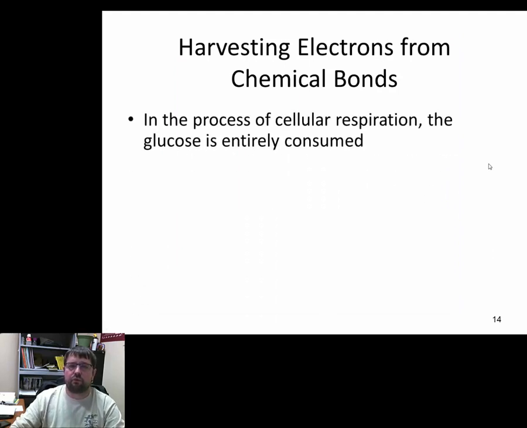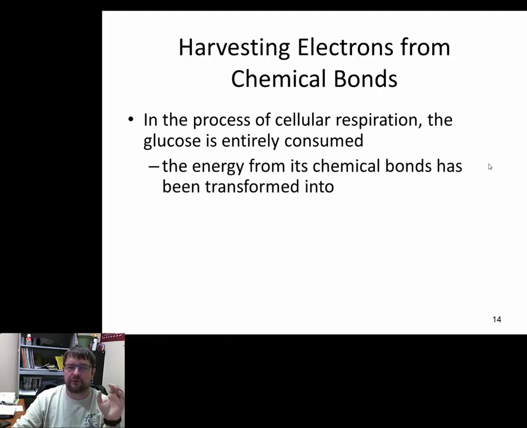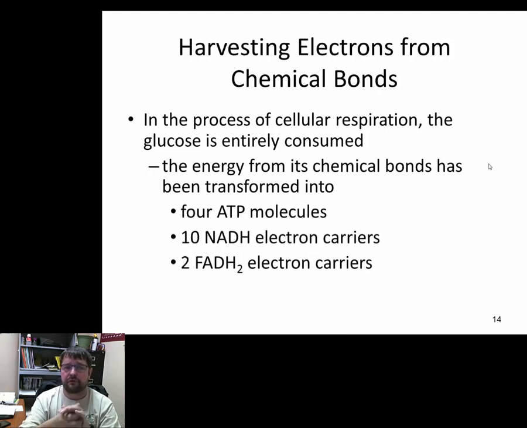Now, when this is all said and done, we've done glycolysis, produced pyruvate, pyruvates produced acetyl-CoA. Acetyl-CoA is going to be entirely consumed. Okay? There's nothing left of it. Those 2 carbon molecules are leaving as carbon dioxide. So when it's all said and done, it's all been consumed, and this is what the energy from that original glucose molecule is converted into: 4 ATP molecules, 10 NADH molecules, and 2 FADH2 molecules.